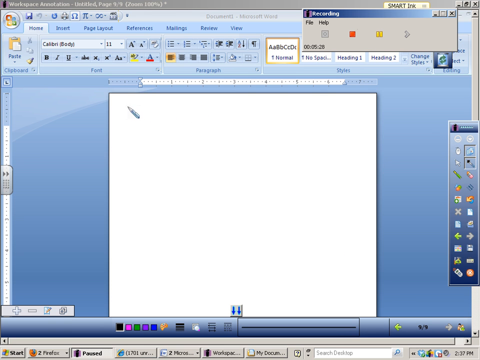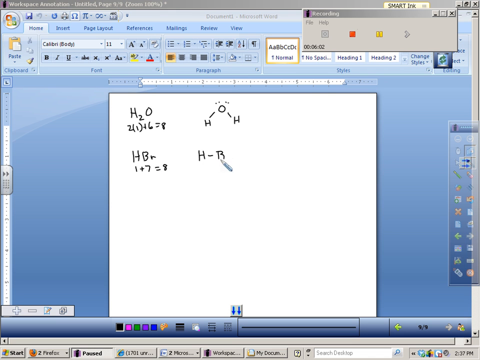The next one we need to do is going to be water, H2O. 2 hydrogens each bringing 1, plus an oxygen bringing 6 is a total of 8. We'll put O in the center and our 2 H's. And we need 2 more, so 2, 4, 6, 8. HBr is next. Hydrogen's going to bring 1, bromine's going to bring 7 for a total of 8. When we make our bond, remember that our hydrogen only needs 2, our bromine needs to have 8, so we add 3 lone pairs of electrons.